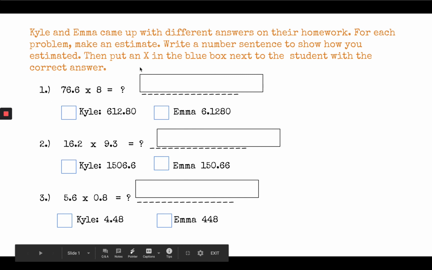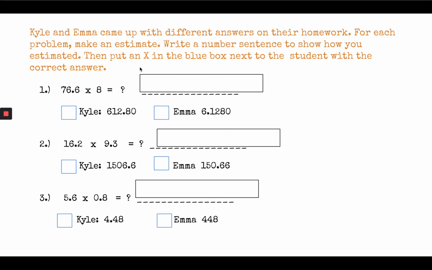Kyle and Emma came up with different answers on their homework. For each problem, make an estimate, write a number sentence right here to show how you estimated it, and then put an X in the blue box next to the student with the correct answer. So you're going to do exactly as I just showed you on that last slide. And if you need to rewind, go do that. You're going to look at 76.6 and you're going to round that. Maybe you're going to round it to 80. That would be good. And then you've got 8. Now, you could do 80 times 8, or you could even round this 8 to a 10, right? Maybe you wanted to do 80 times 10.